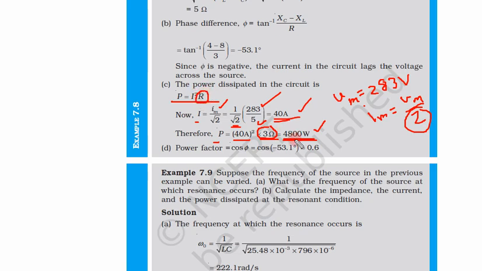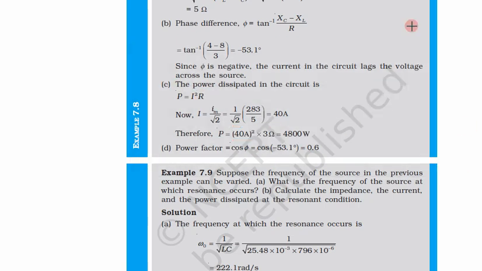resistive components. Here we have not put Z. In power component we have not put the value of Z. So power is consumed only by the resistive component, though current is affected by all the components. Current is affected by all the components, hence we have taken Z. But power is consumed only by the resistive element.